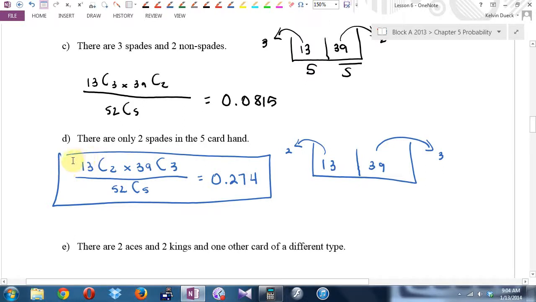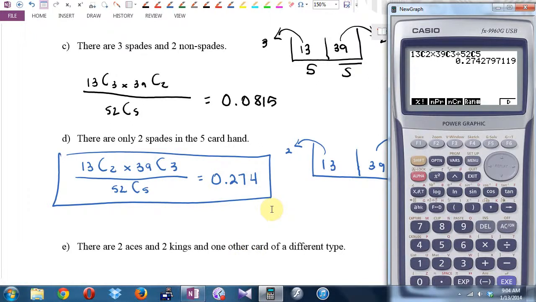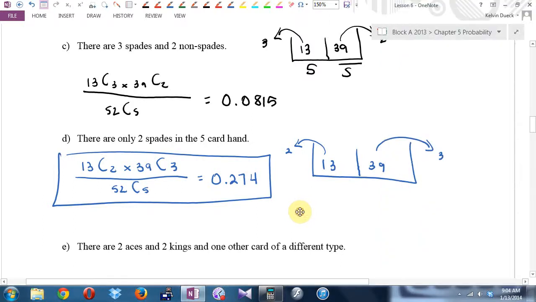Let's do a better poker hand. So I got .274. Yes? Okay. A 27% chance of getting only 2 spades. That's a terrible hand because the probability is very high. You have more than a 1 in 4 chance of getting 2 spades in a generic poker hand. Meh. That won't get you anywhere.